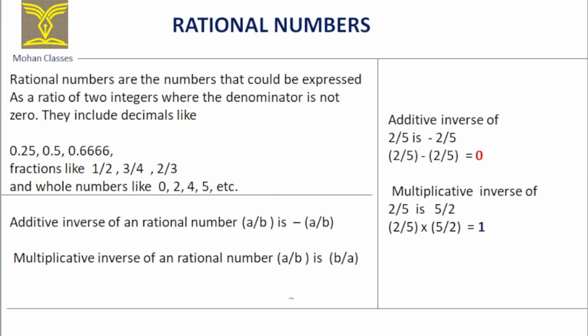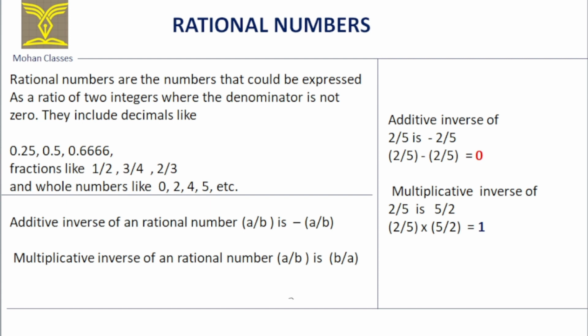Now, what about multiplicative inverse? Multiplicative inverse of a rational number is the reciprocal of the rational number. Suppose a by b is the rational number, its multiplicative inverse is b by a. If it is minus a by b, then its multiplicative inverse is minus b by a. That's it. Let us see the example.